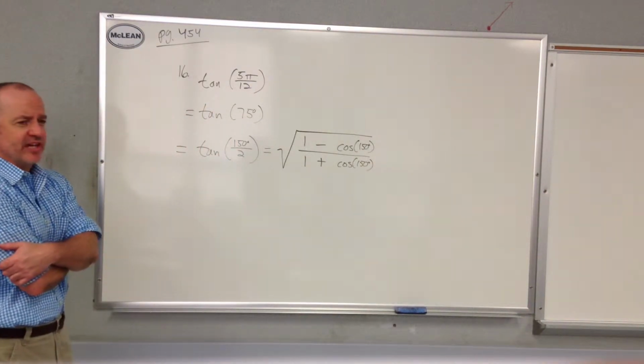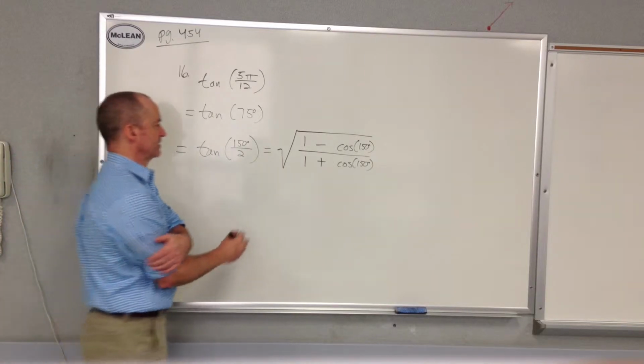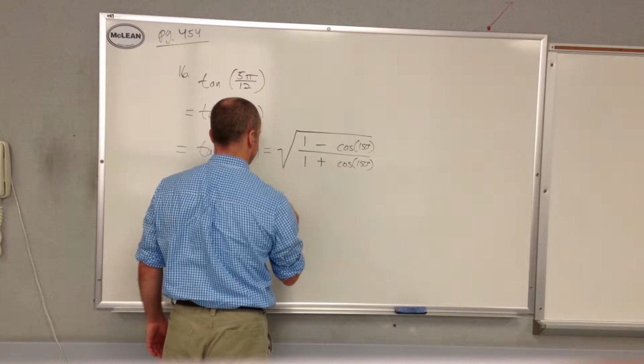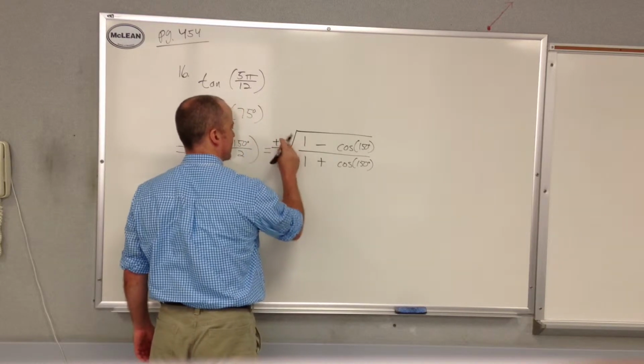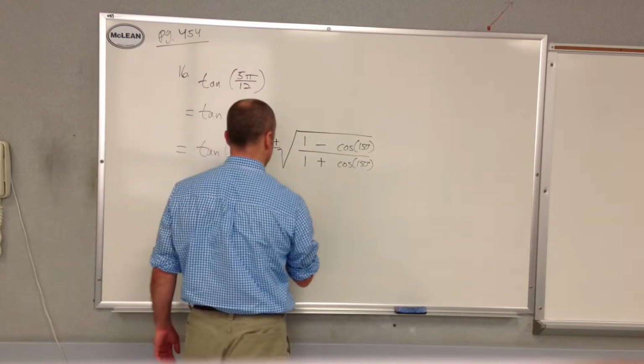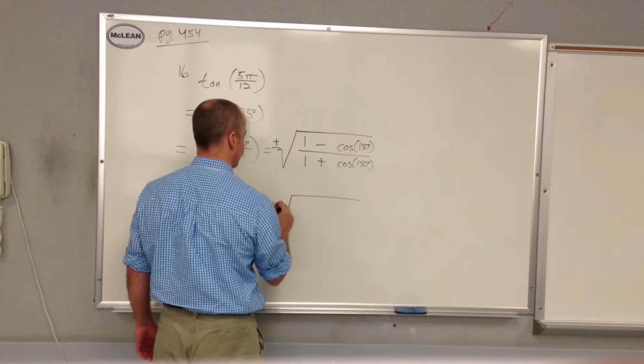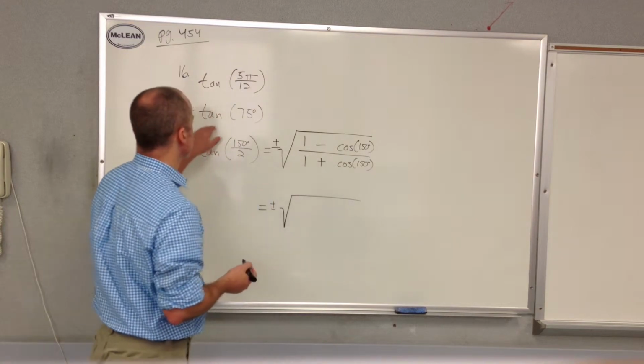All right, what is the cosine of 150 degrees? Negative root 3 over 2. Yes, I'm going to go back and write in the plus or minus again here. So we're not sure yet. Well, we think we might know. Actually, we're looking at the tangent of 75 degrees.